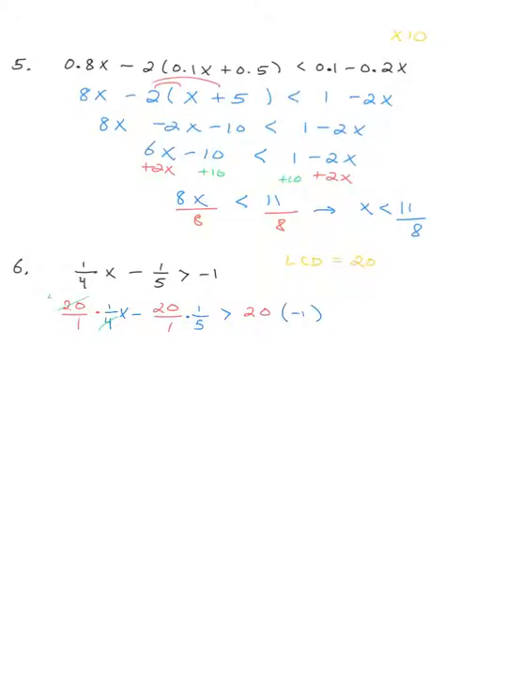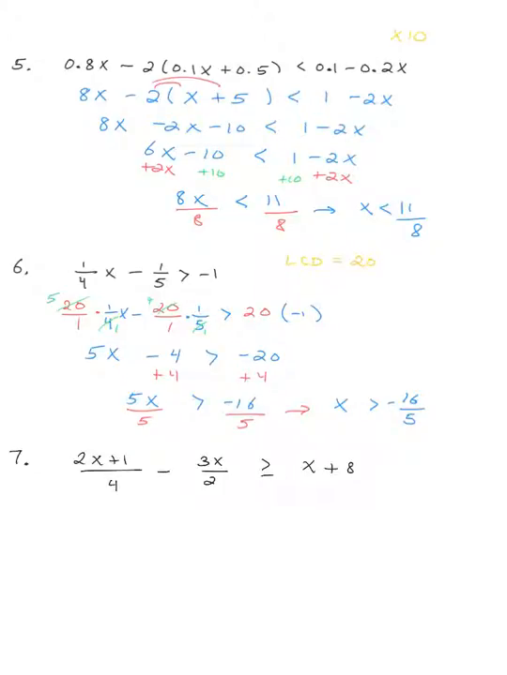Okay, this goes in 5 times. This goes in, obviously, 4 times. And what we have left over is 5x minus 4 is greater than negative 20. All right, so now if I add 4 to both sides, we get 5x is greater than negative 16. Dividing both sides by 5 yields my final answer of x is greater than negative 16/5.